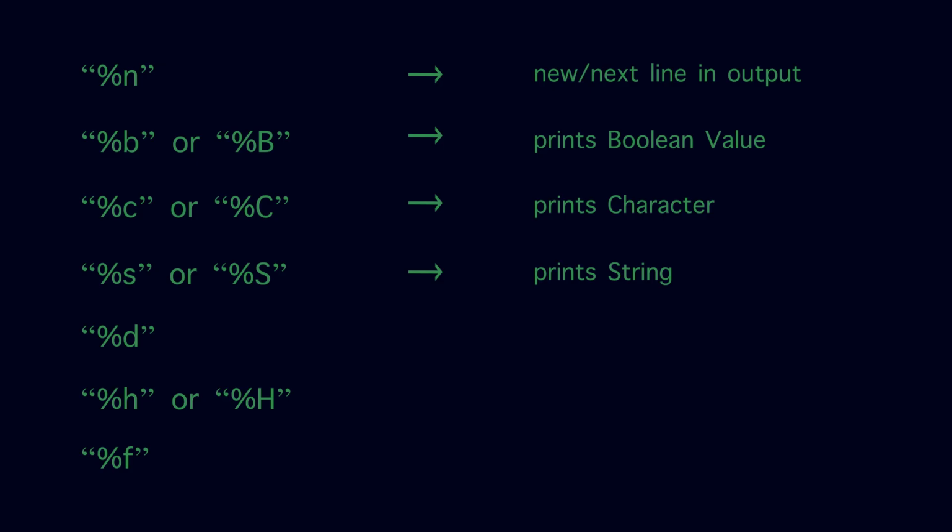After, we have modulo d, which simply prints out any integer that is given to it. Pretty simple, right?